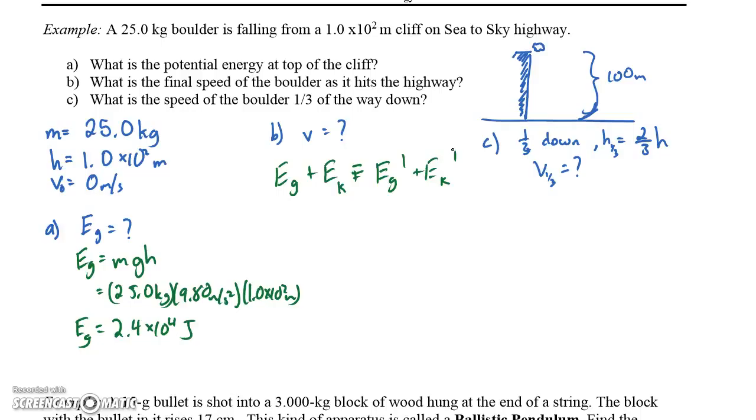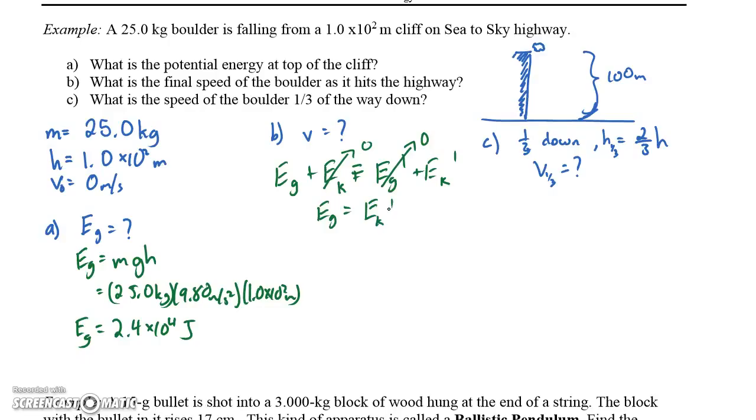Now before you go further, you always want to see if you can make anything zero. It's best to always pick a zero point where it makes sense. The ground in this case is the easiest place to make zero. So that means our potential after, which is when it hits the highway, is going to be zero. And if we're assuming that it's starting from rest at the top, our kinetic is initially zero. So we're left with Eg is equal to Ek prime.